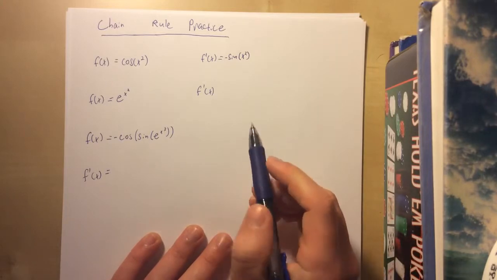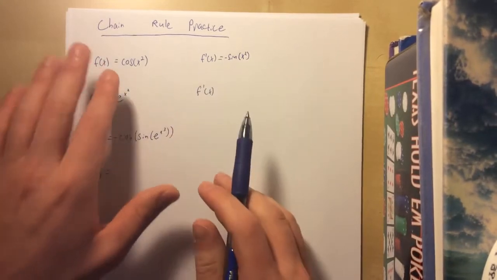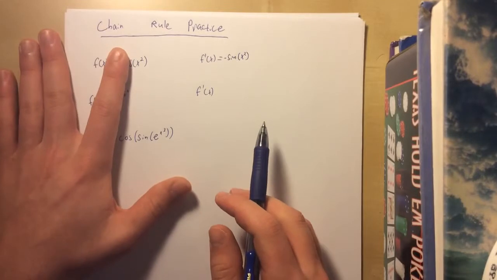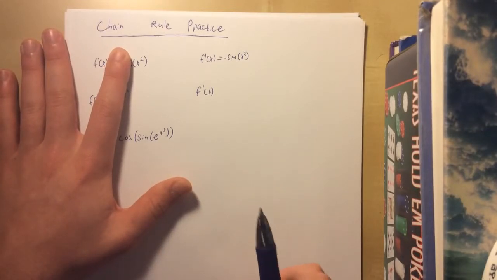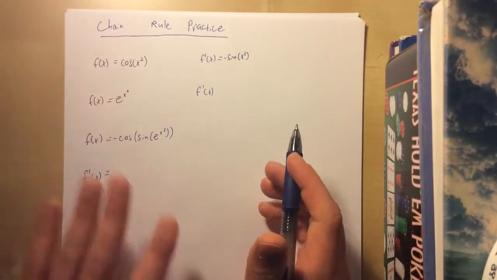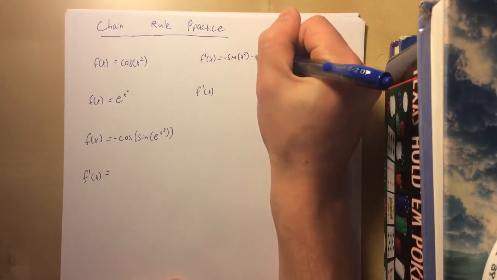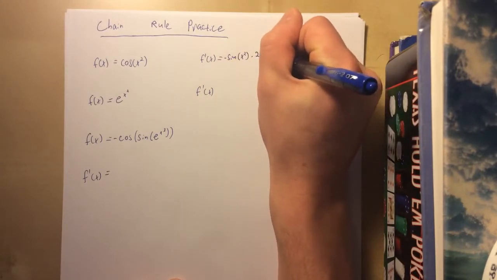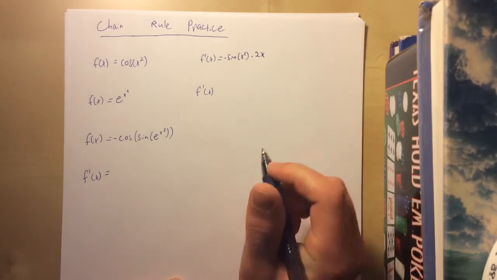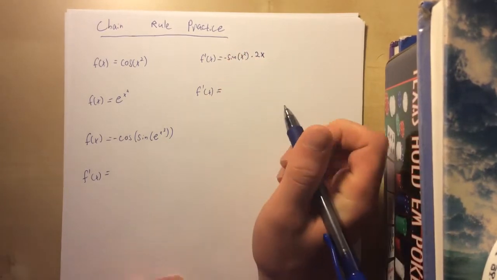And now that we did the outer function, now we're going to look at this inner function. So we're going to ignore the cosine x, and we're going to take the derivative of x squared with respect to x. So the derivative of x squared is 2x. So that's how you use the chain rule. Now let's go to the second function.